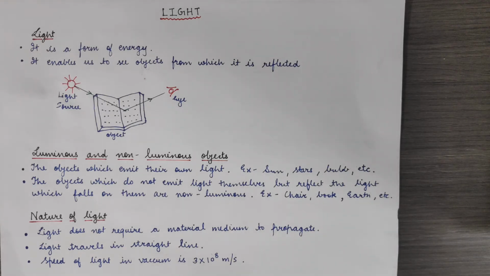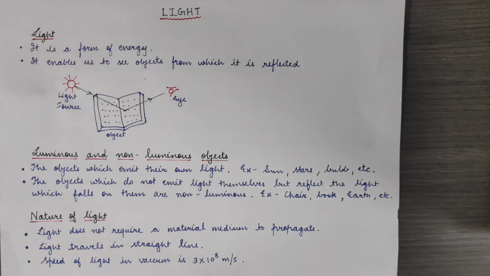Now let us understand this with the help of the diagram in front of us. You can see there is a light source, and from that light source the light rays are falling over the book, and from that book the light rays are reflected in all directions, and some of the rays are reaching our eye, through which our eye is able to see that there is a book in front of it.